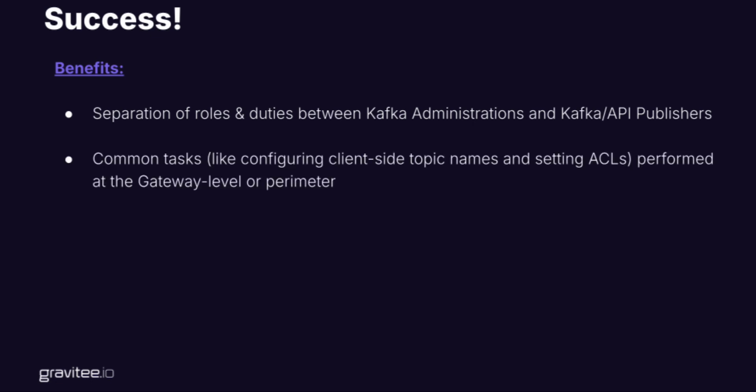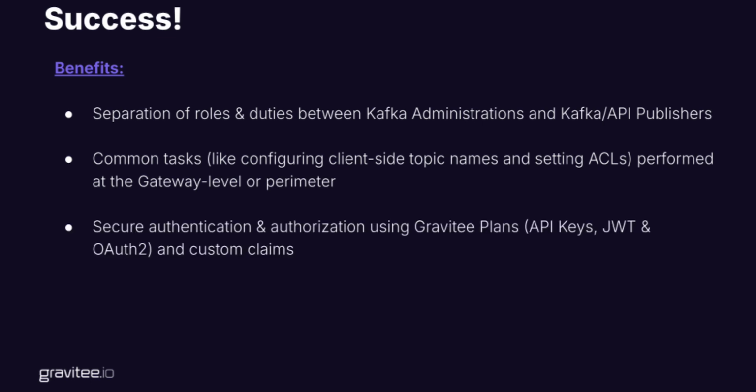Being able to control these ACLs at the gateway level allows us to utilize that authentication method, the OAuth2 plan that we just created, as well as those custom claims that are coming in from the OAuth2 token. We can apply that directly to control the access control lists given to a client to access our Kafka cluster.